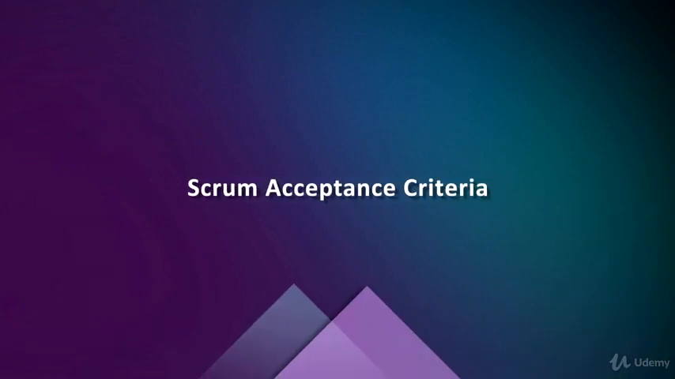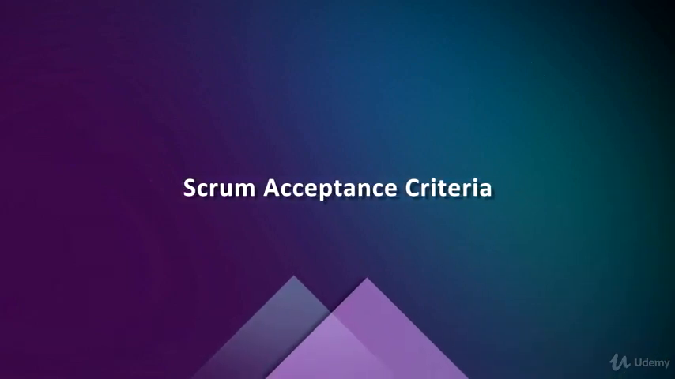There's also a Scrum acceptance criteria. Scrum introduces the concept of done. This is also called success criteria or acceptance criteria and outlines the conditions a particular feature must meet in order to be considered done or complete.